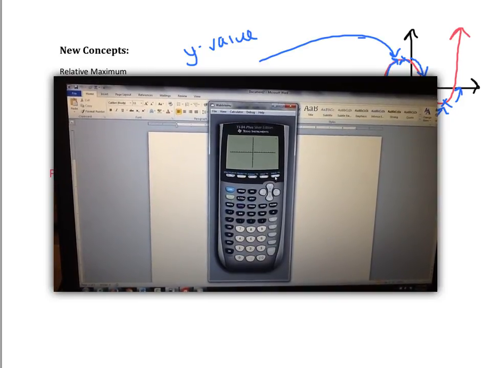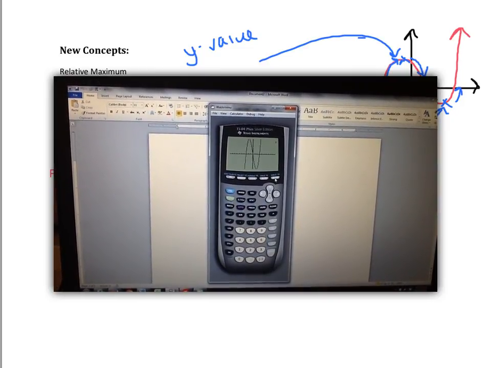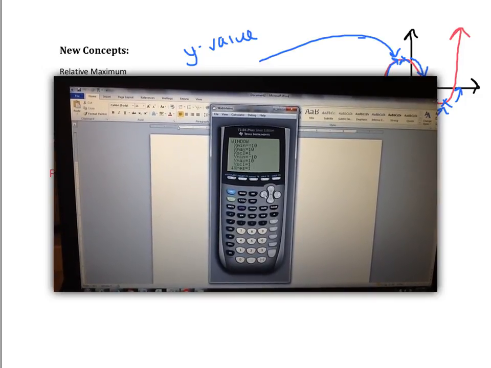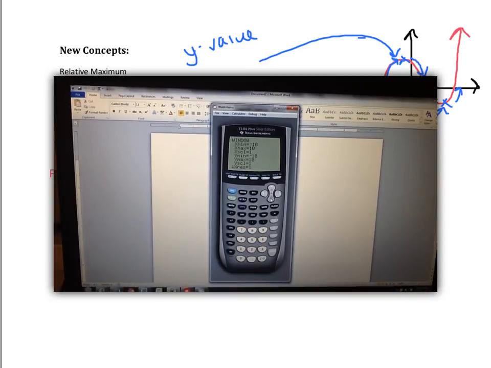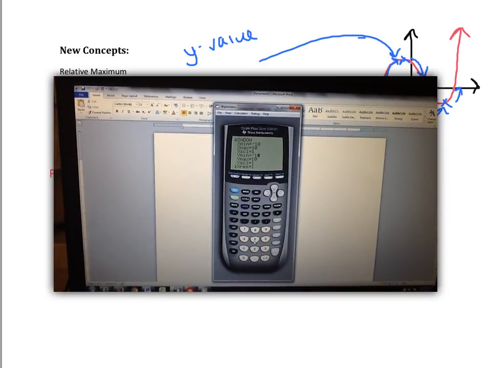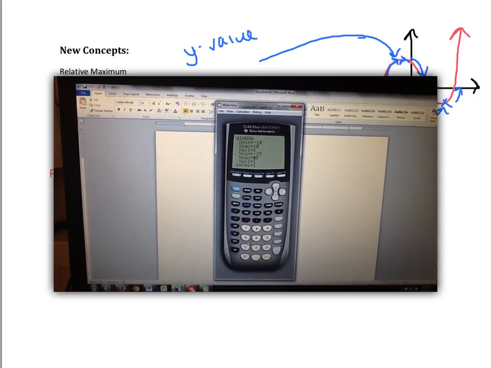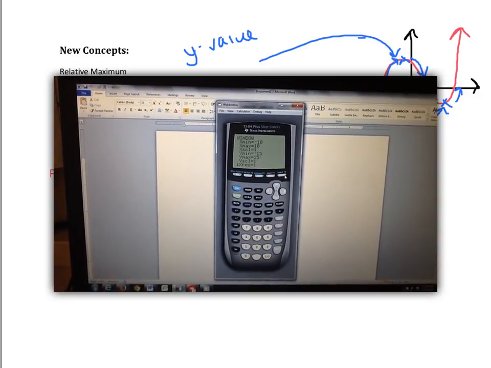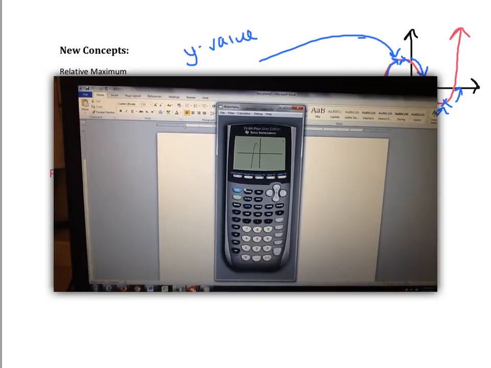Now when I graph it, I'm going to see that I have a max and a min, but I'm going to go back and switch my window so I can see them a little better. So if I go down to my y min, I'm going to put in -15, and my y max I'll put 15. That way I'll be able to see the top of the hill and the bottom of the hill a little bit better. There we go.